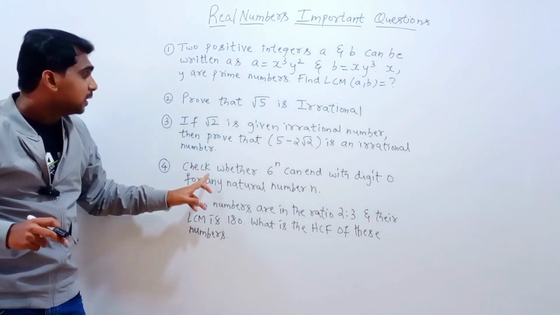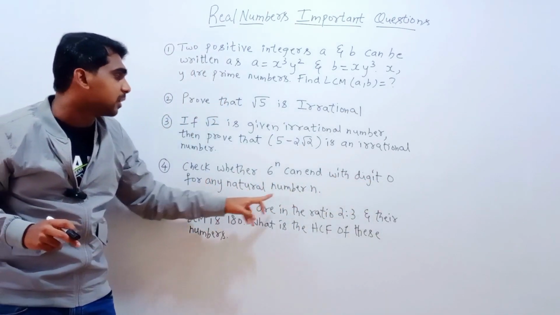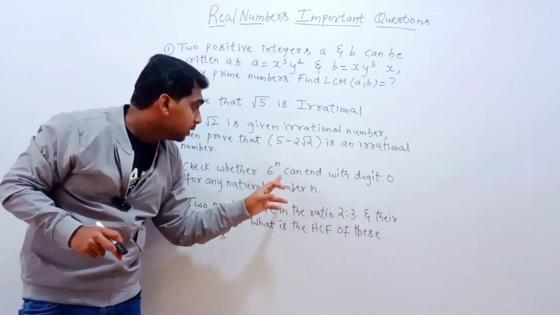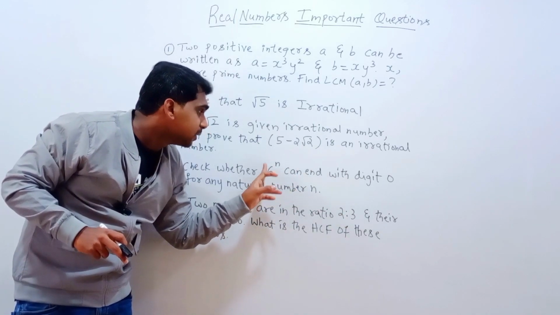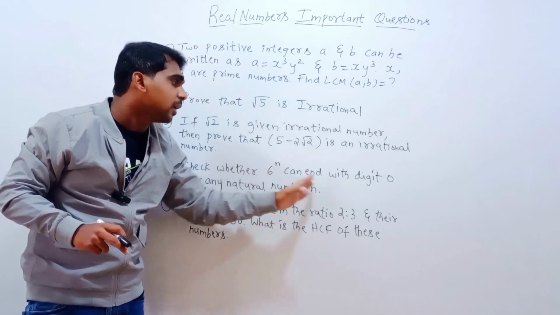Now, fourth question. Check whether 6ⁿ can end with digit 0 for any natural number n. This question will be given for 2 marks. They will change the number here. Instead of 6ⁿ, they can give 9ⁿ or 5ⁿ like that.